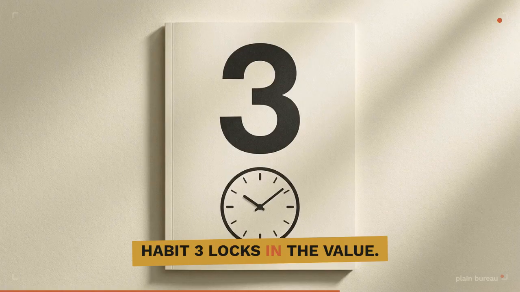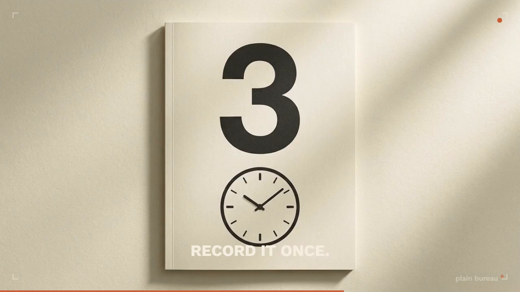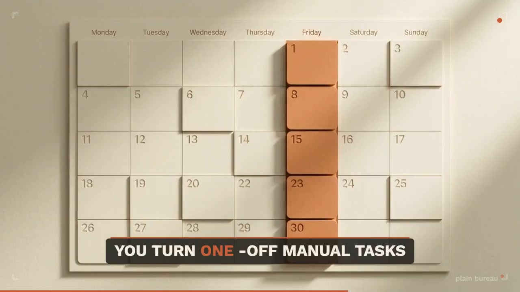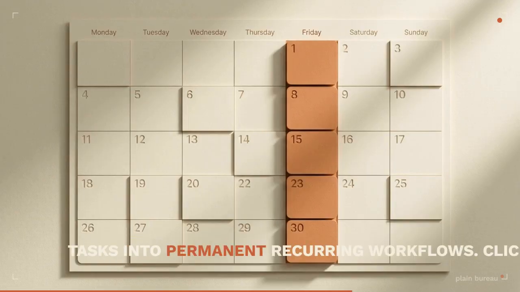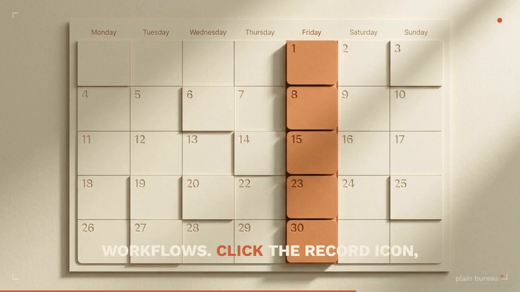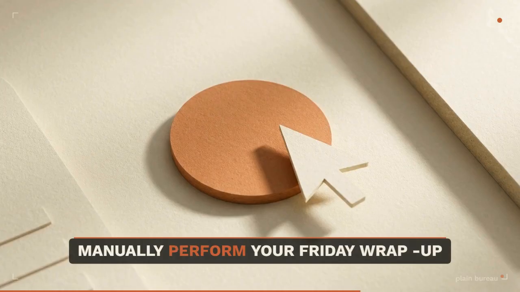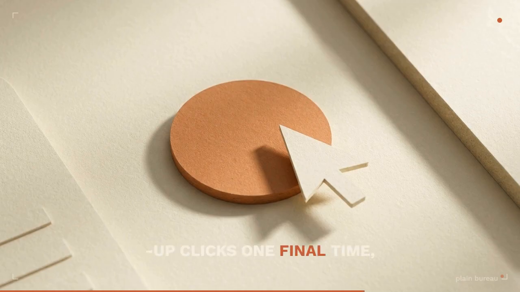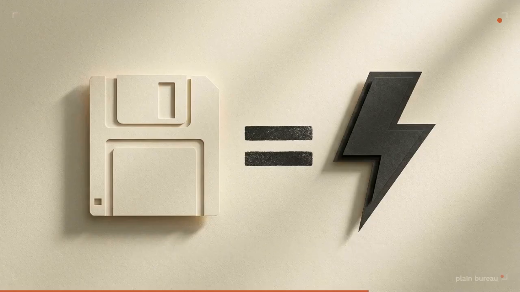Habit 3 locks in the value. Record it once, schedule it forever. You turn one-off manual tasks into permanent, recurring workflows. Click the record icon, manually perform your Friday wrap-up clicks one final time, and save the recording as a shortcut.